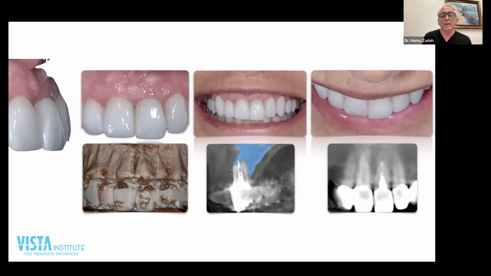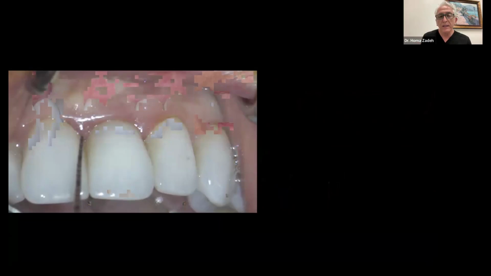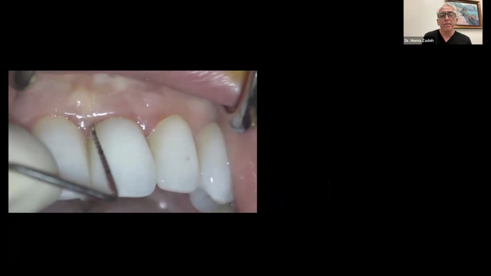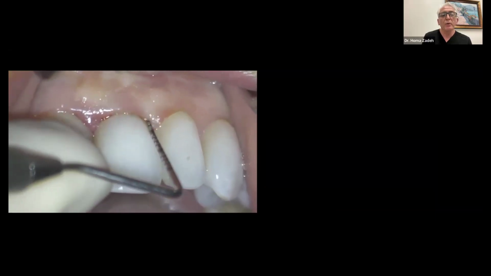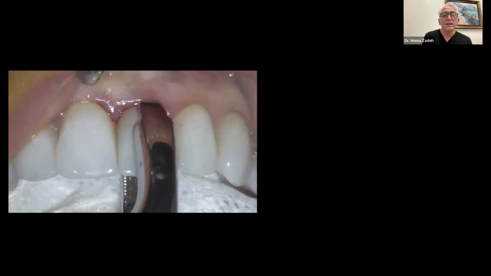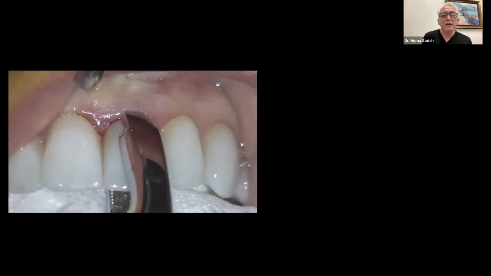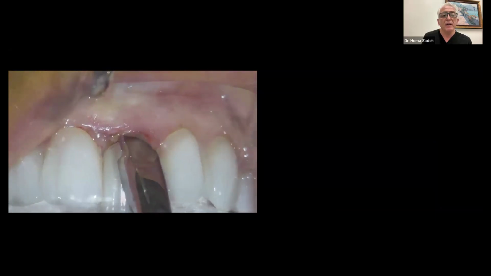You can see that there's a very thin bone phenotype. The buccal bone is very thin. You know that when the bone phenotype is thin, it has a high propensity for resorption. The tissue doesn't have probing, so the facial bone is intact. There's no dehiscence. Very carefully removing the crown.